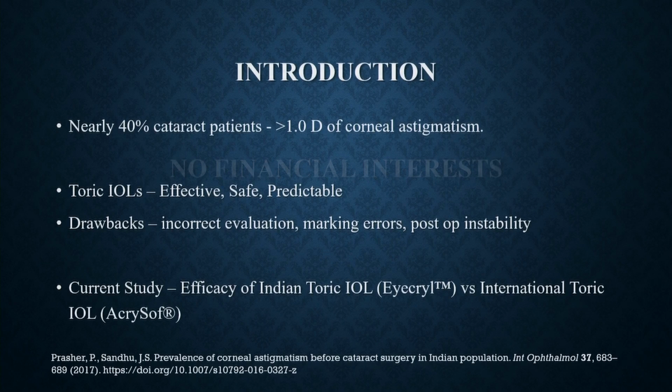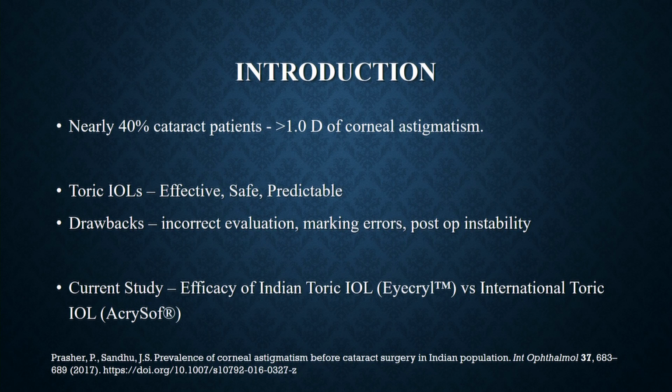I'll be presenting on comparison of clinical outcomes of Icryl Toric and Alcon Toric IOLs in a real-world setting. I have no financial interest. Coming to the introduction, nearly 40% of cataractous patients have been shown to have more than one diopter of corneal astigmatism. There are multiple treatment options for corneal astigmatism, such as spectacles or contact lenses, PRK or LASIK, limbal relaxing incisions, or phakic or pseudophakic IOLs.